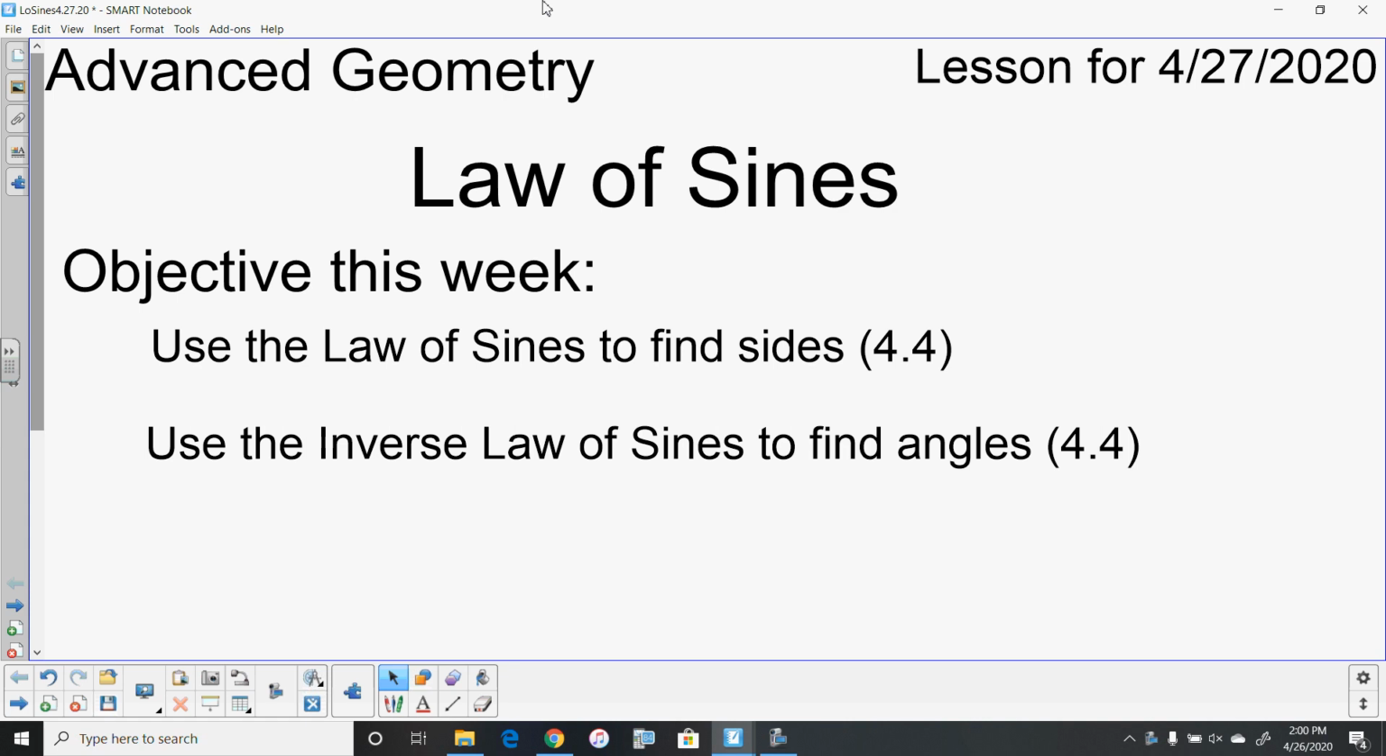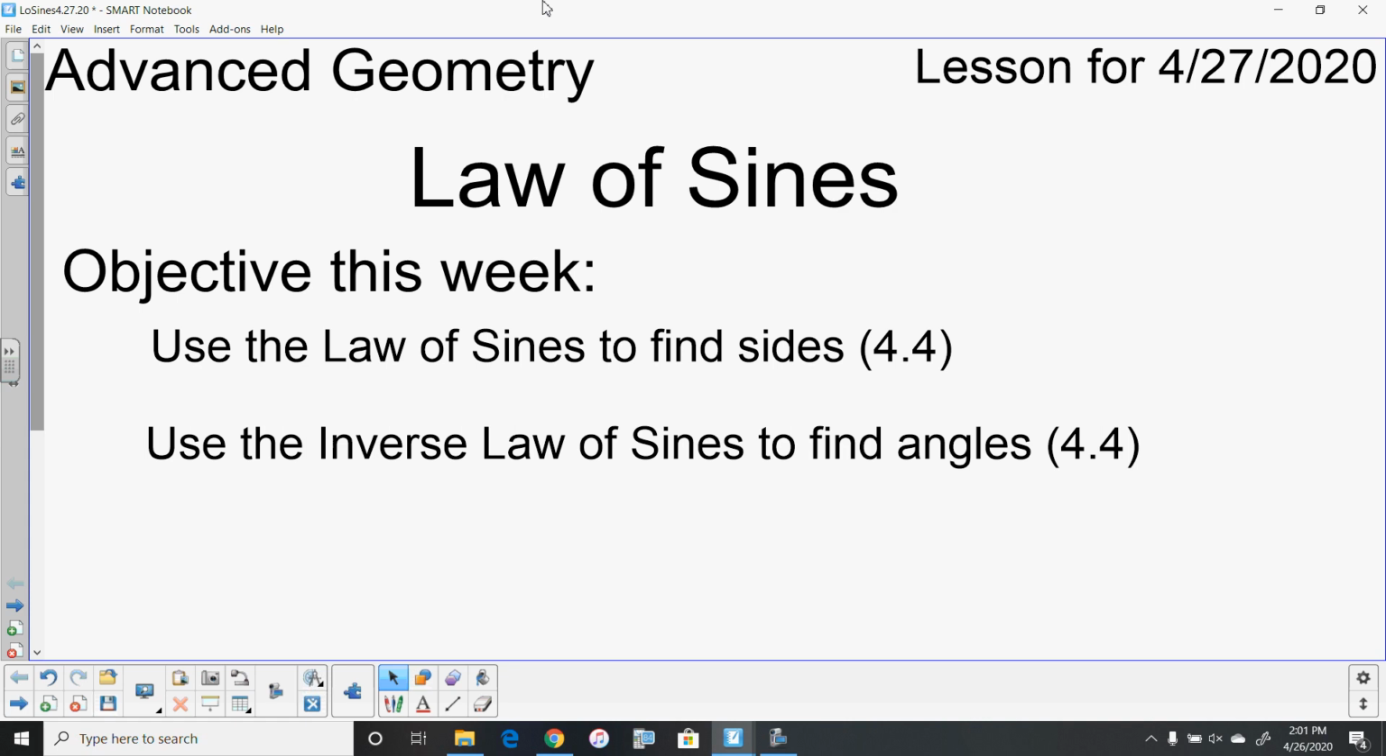And this week's lesson will be on what is called the law of sines. I'll show you in a minute where we use the law of sines, but our objectives this week are to figure out how to use the law of sines to solve for missing sides, and how to use the law of sines, specifically inverse sine, to solve for missing angles. And as you'll see later, all of these occur when we do not have a right triangle, but we can still use the law of sines to solve for missing parts.